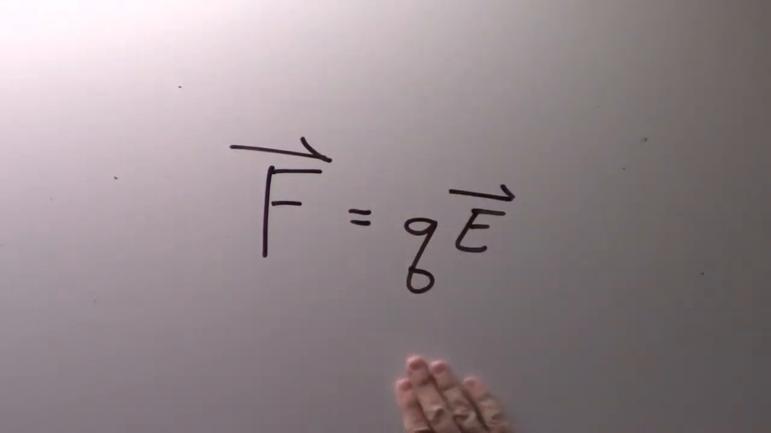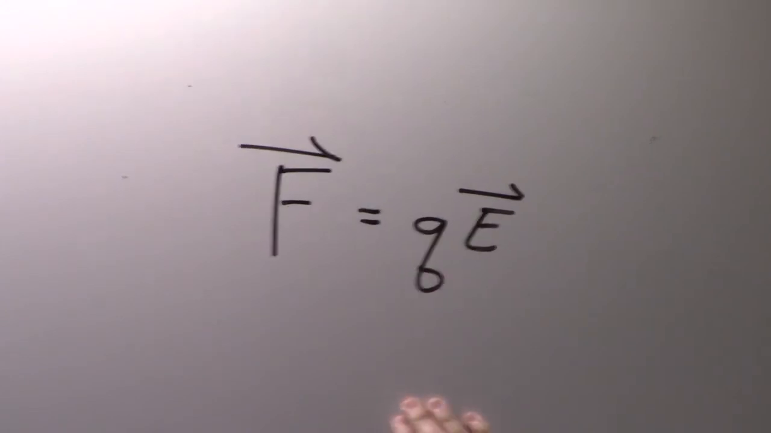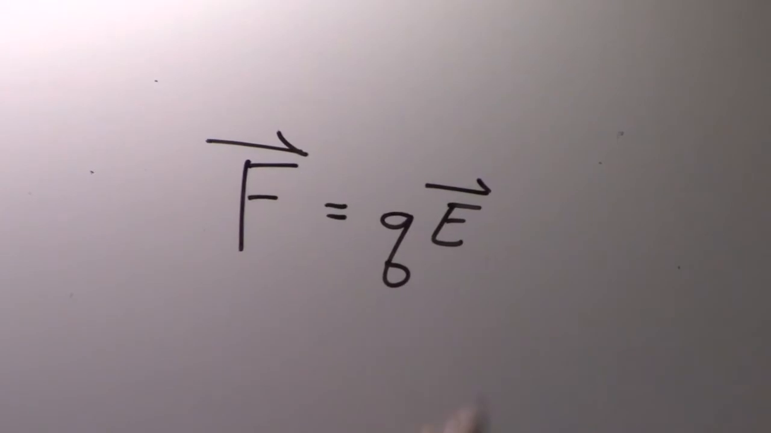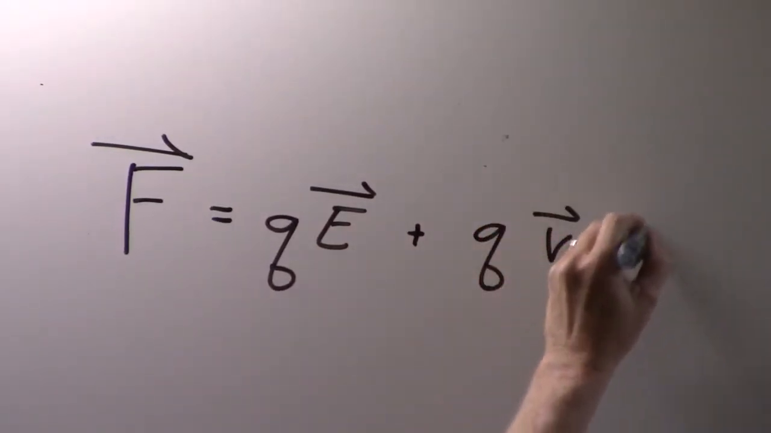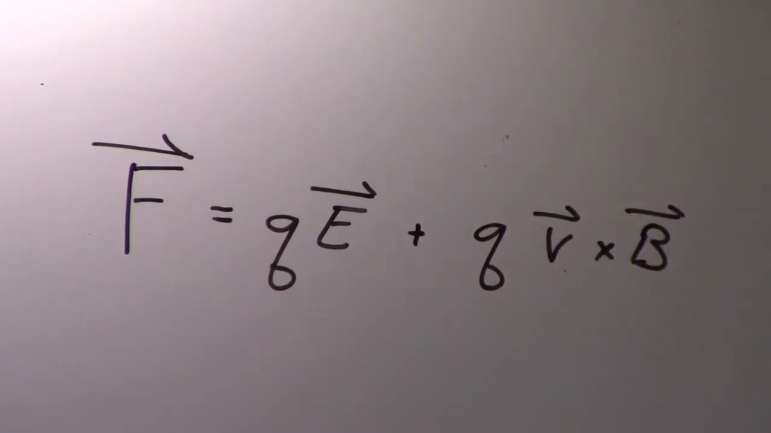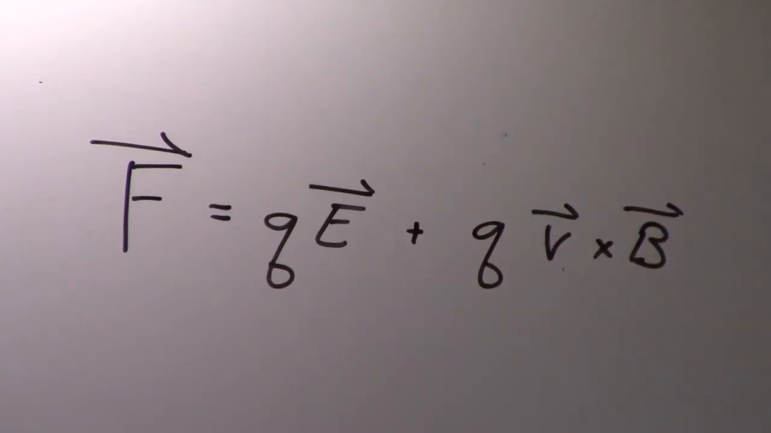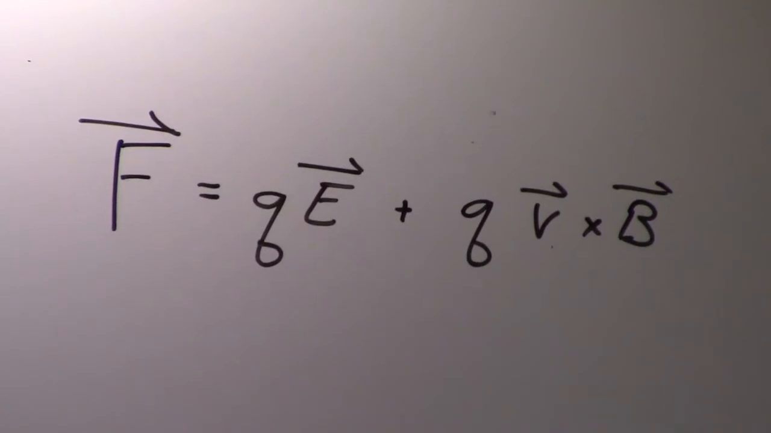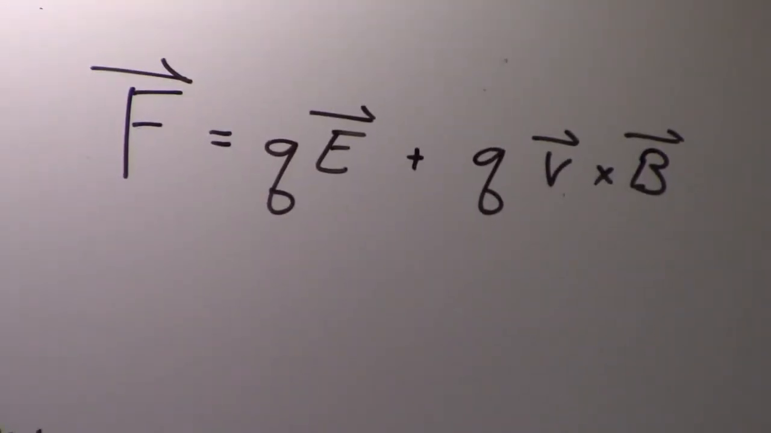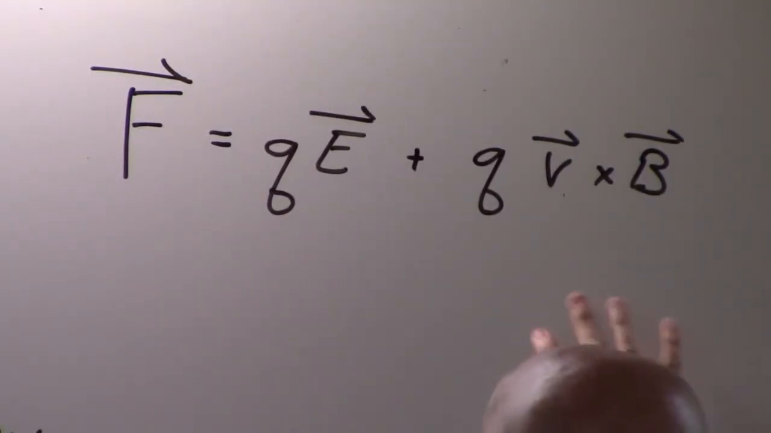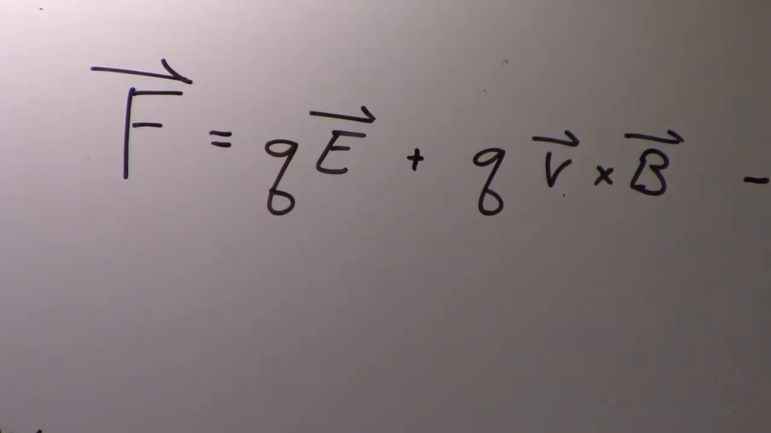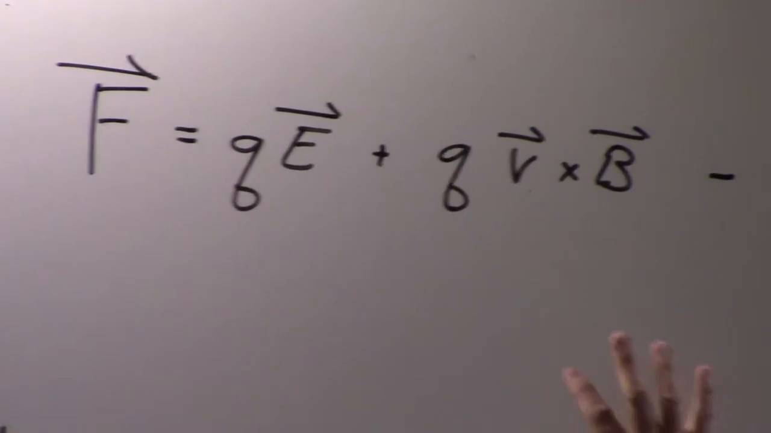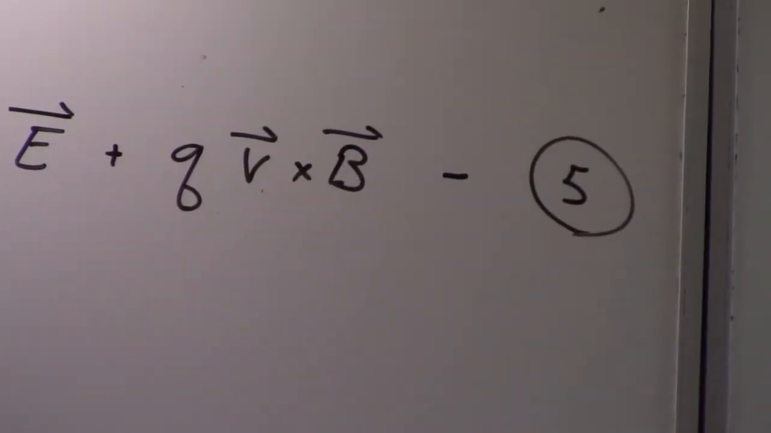And the first thing we learned back in chapter 23 is the force on a charge in an electric field. And then a little bit later, I believe it was chapter 29, we learned that there would be a force on a charge in a magnetic field, but only if it's moving. And so this is what we often refer to as equation number 5.